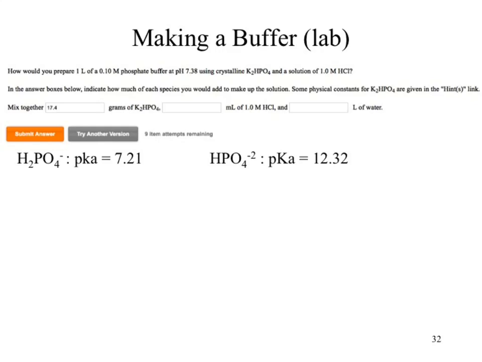Okay? So what you have to go through and do is come up with how much of each of these things you should put together to make this solution. To do this, we need the Henderson-Hasselbalch equation. pH equals our pKa plus the log of A minus over HA. Anybody already see an issue? Do we have a clear A minus?